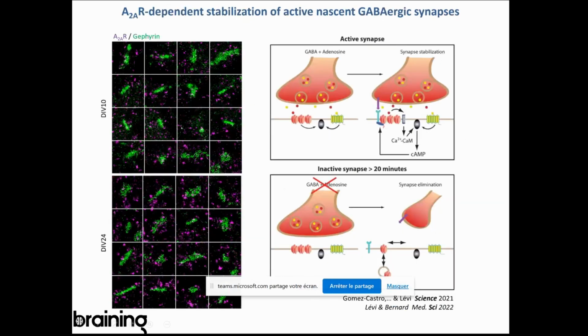All right, so that's what we used here, for instance, to look at the localization of a receptor, which is not the GABA receptor, it's the adenosine receptor.